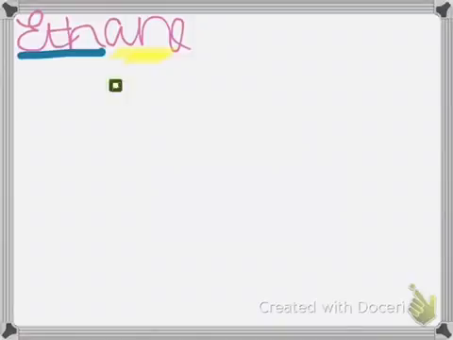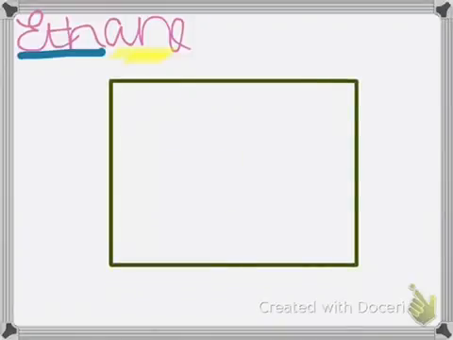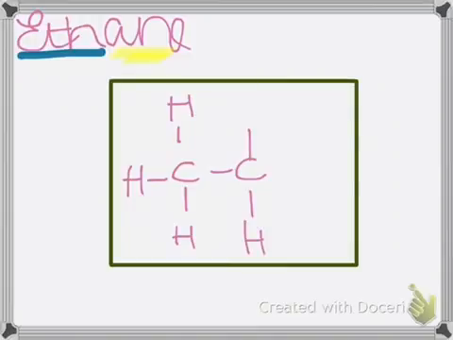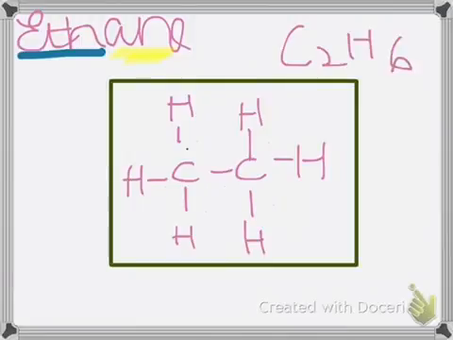So the structural formula for ethane is like that, and here you want to make sure that the carbon has 4 bonds. That's one bond here, one bond here, one bond here, one bond here, one bond here, one more. So there should be 4 bonds. The molecular formula for ethane is C2H6. It has 2 carbons and 6 hydrogens.